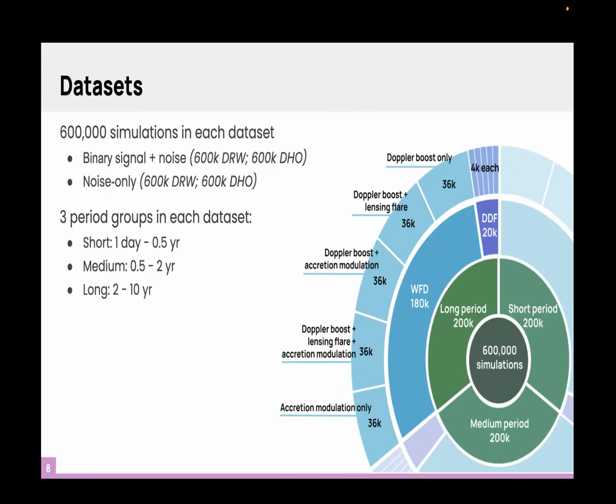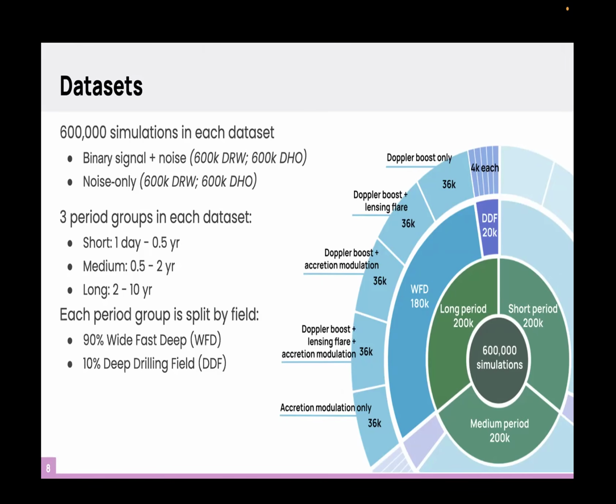And then to ensure that we're getting equal representation of all of the different periods of signals, we separate each data set equally by 3 different period groups, so that we'll have short, medium, and long periods. And then each of those groups we separate based on what we're expecting to be the splitting between LSST's time, simulating the wide fast deep and deep drilling fields.